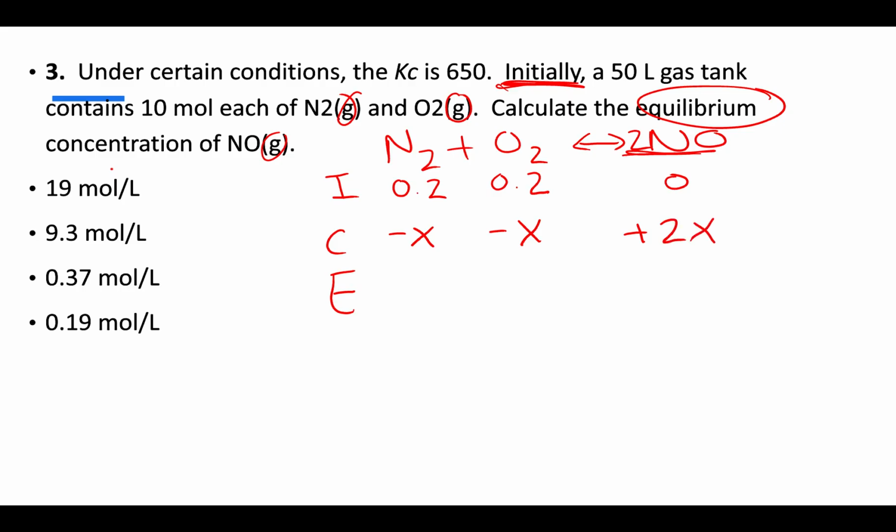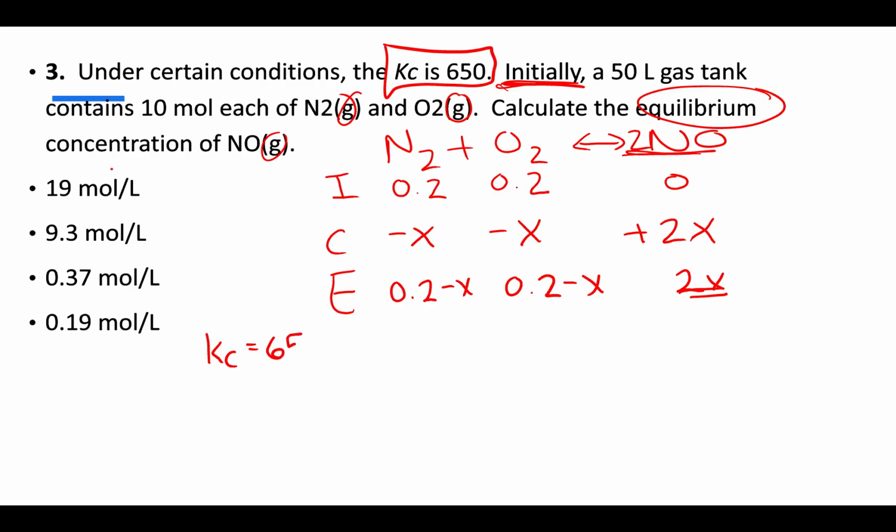Then when it comes to equilibrium, you add your columns. So this will be 0.2 minus X, 0.2 minus X, and then this would just be 2X. Now, when it asks you to calculate the equilibrium concentration of NO, that means we have to solve for X. We can do that because we know the Kc value, so I'm going to write this in here. Kc is 650. And Kc is products, so NO, which is going to be 2X squared, divided by reactants, which is going to be N2 times O2.